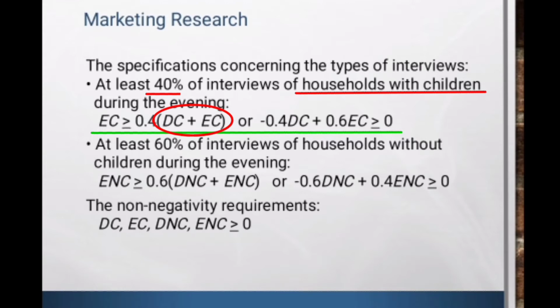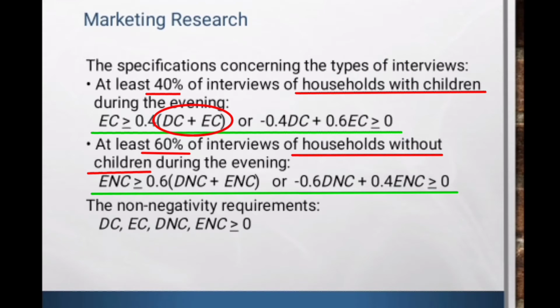Then, let's proceed to at least 60% of the interviews for households without children must be conducted during the evening. Similarly, at least 60% of households without children must be done in the evening. So, it should be at least 60% of the total number of interviews, which will be ENC is greater than or equal to 0.6 times DNC plus ENC, or negative 0.6 DNC plus 0.4 ENC is greater than or equal to 0 if we move all of these variables to the left.